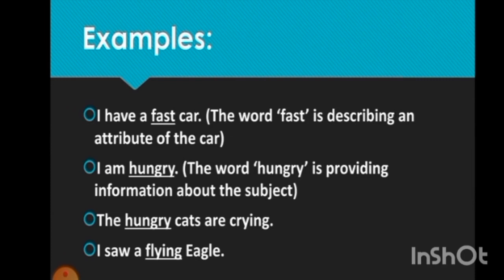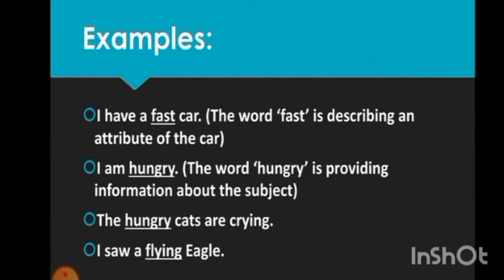Examples: I have a fast car. The word fast is describing an attribute of the car. Attribute, as I already told you, means the quality of the car. The quality of the car is that it is very fast. I am hungry. The word hungry is providing information about the subject, again telling you the attribute, that someone is feeling hungry. The hungry cats are crying.